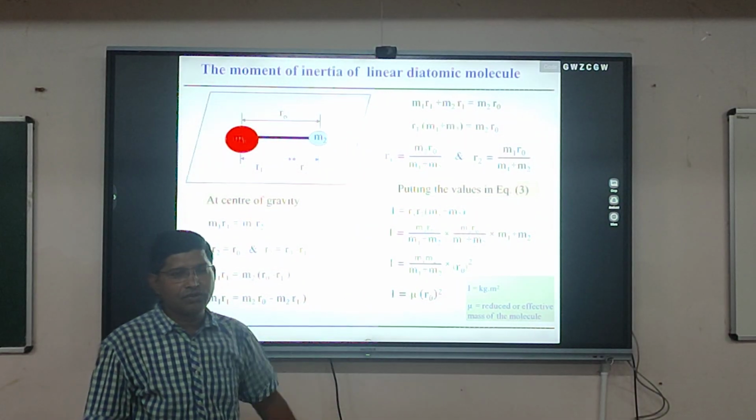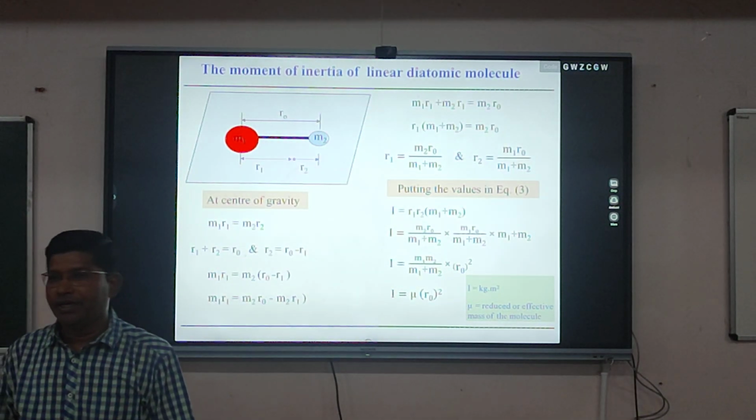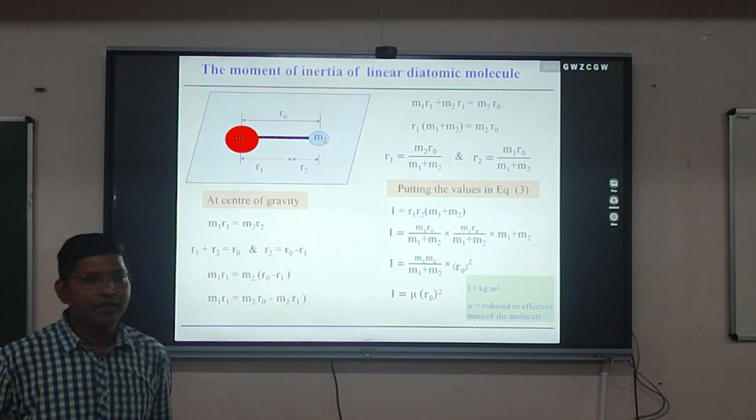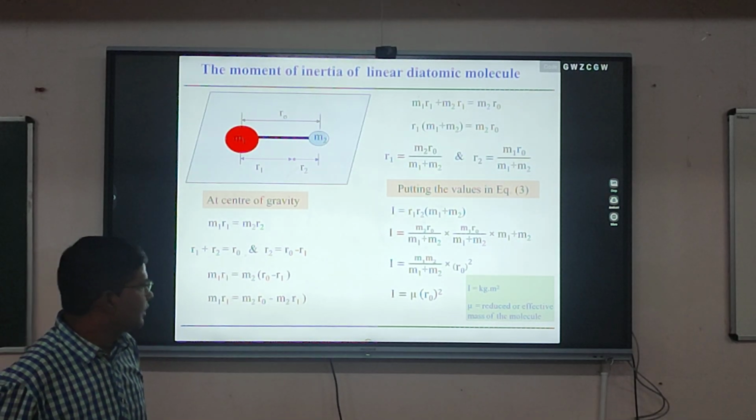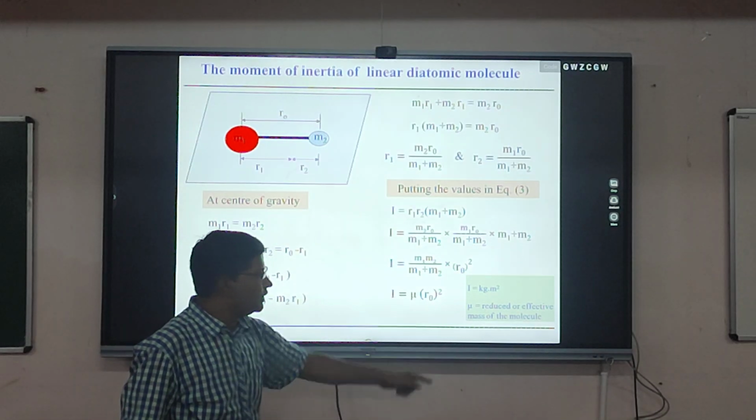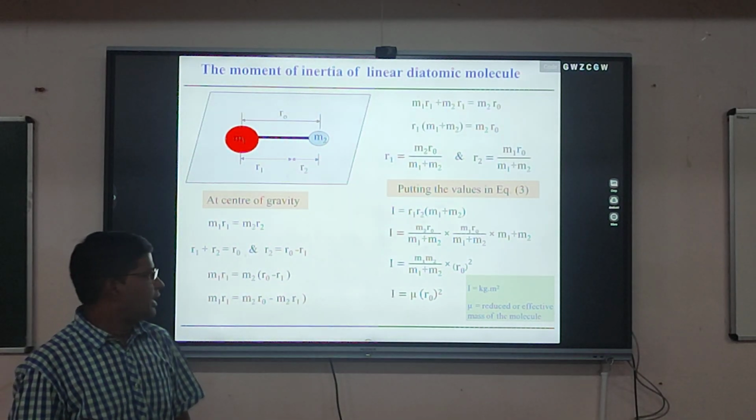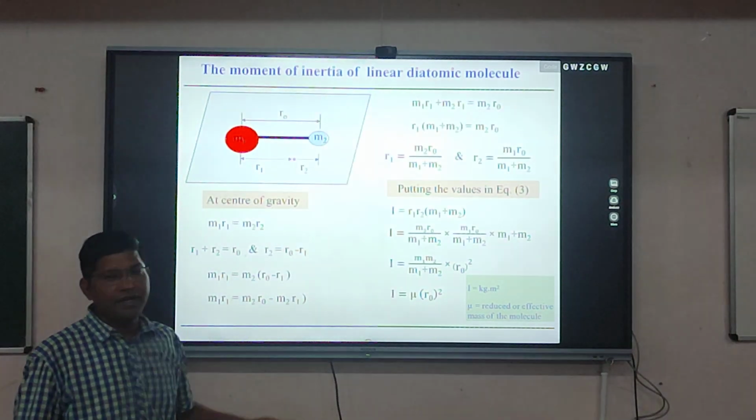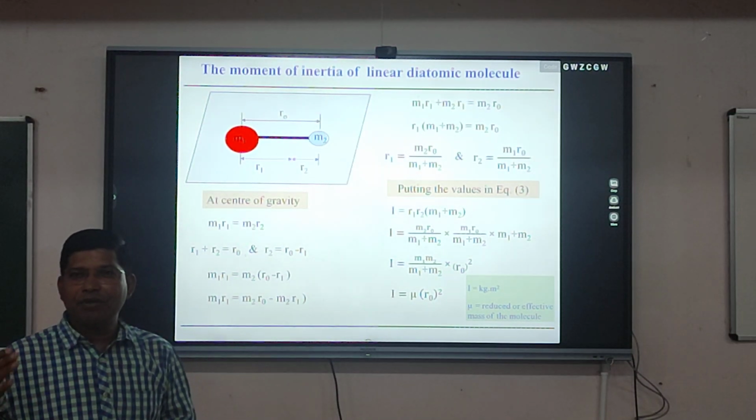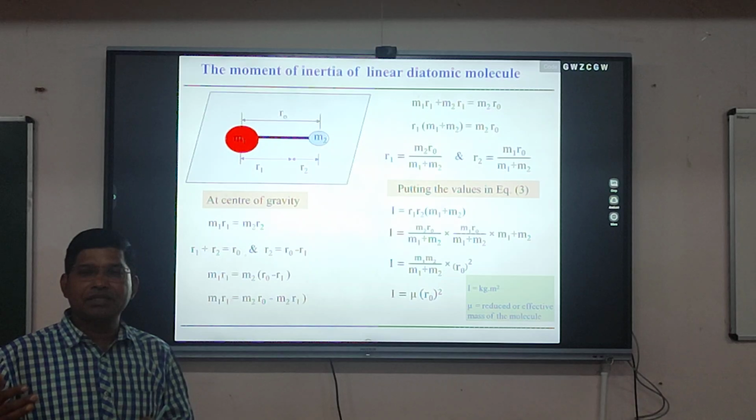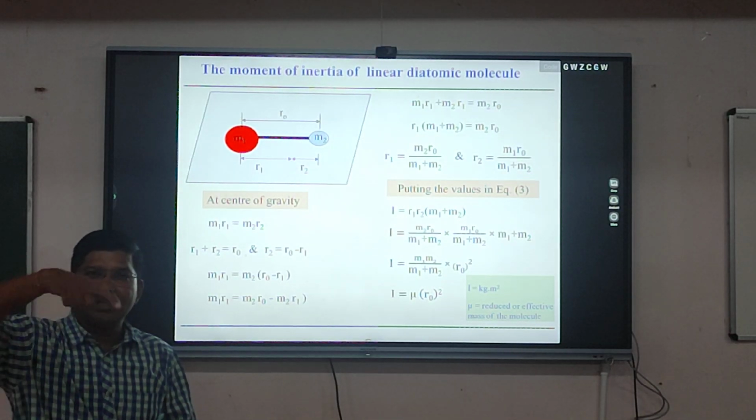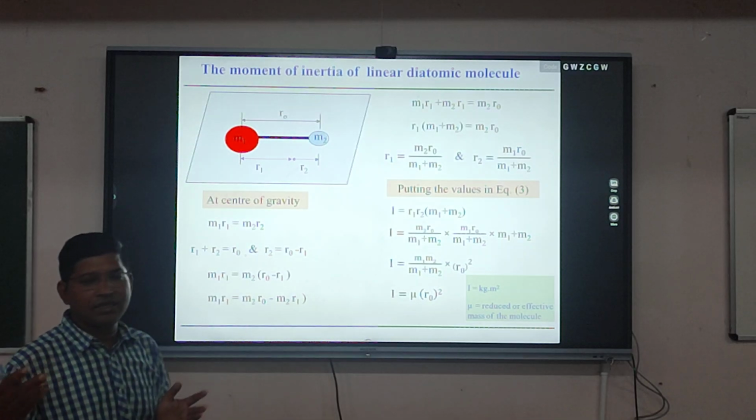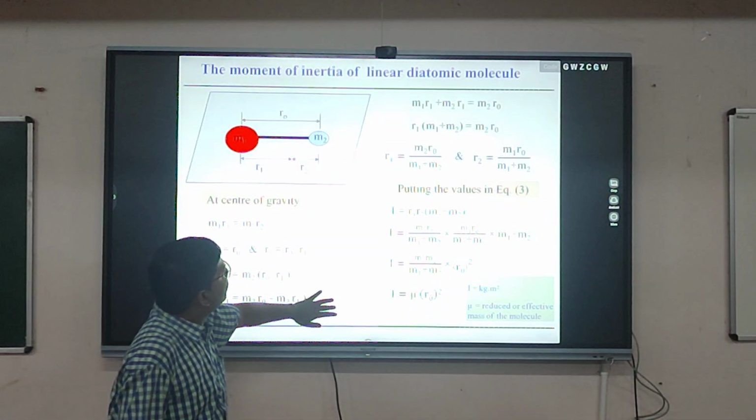So this is the equation for determining the moment of inertia for any rotating molecule. The unit of the moment of inertia is kg meter squared. With this value we can determine how much moment of inertia is required to rotate the molecules about different axes based on the classification of the molecule.